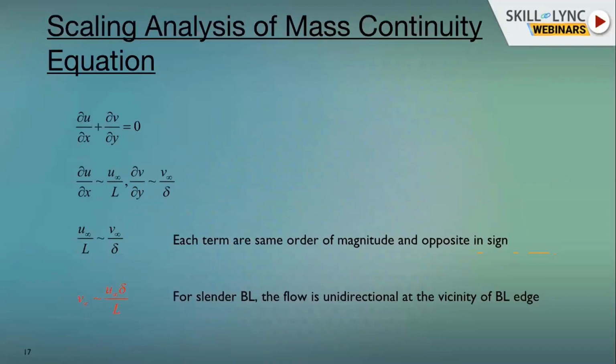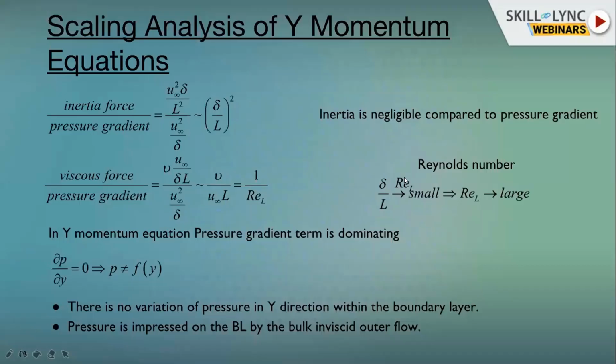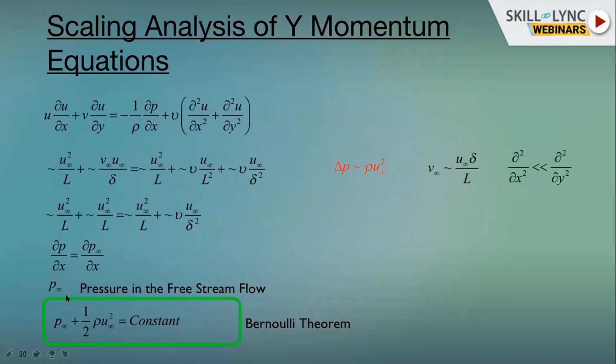If you come over here, we first assumed that delta P is equal to rho U infinity squared, from pure dimensional analysis. Here, after putting in Bernoulli's equation, we can find that our assumption was correct.